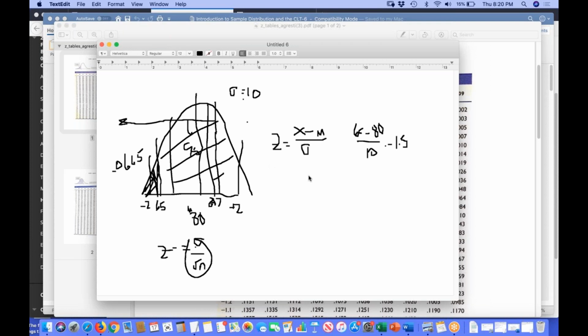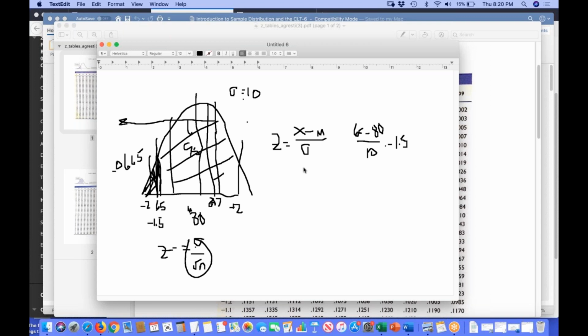But just to be clear, the 6.65%, that's for the area 65 and under, which has a Z-score of negative 1.5. Got it. Right? Okay, so if I'm interested in the area between 65 and 87, I now have to calculate a Z-score for 87.